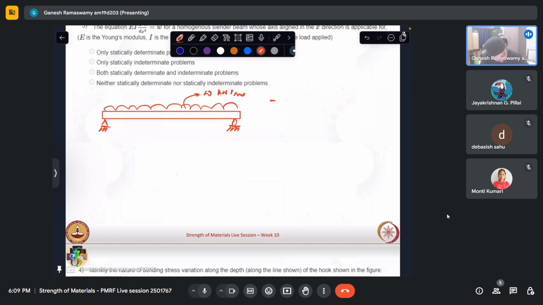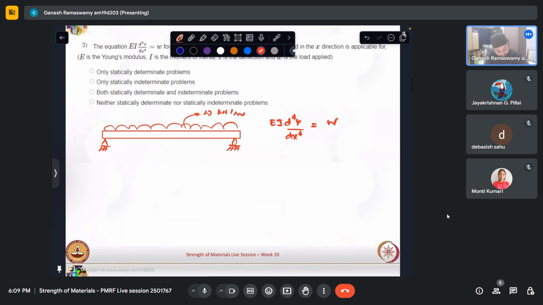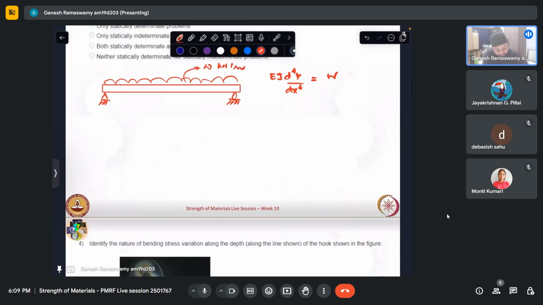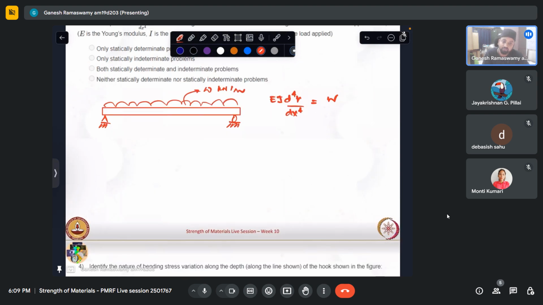So it says EI d4V by dx power 4 is equal to W. What is special about this equation is that it is a fourth order equation. So we will need four constants in order to determine the deflection accurately at any point. A closed form expression for the deflection would require integrating this expression four times, which will need four constants. Those four constants we will have to supply from the physics of the problem.